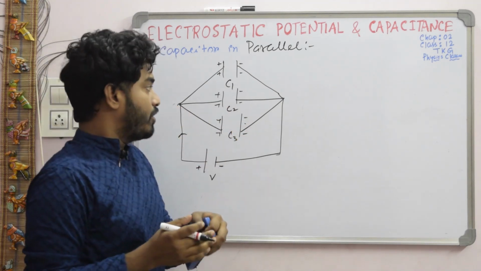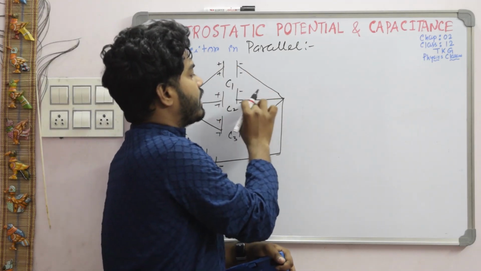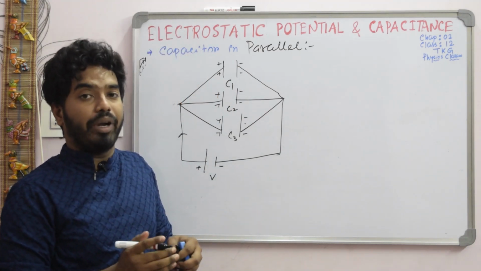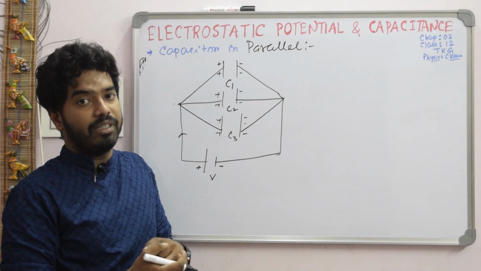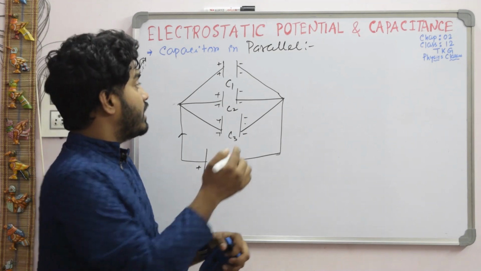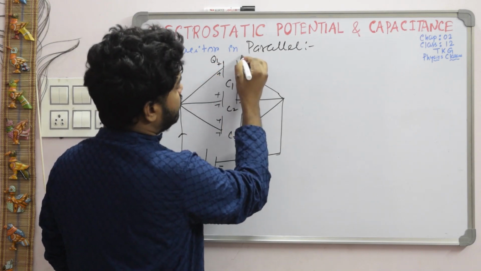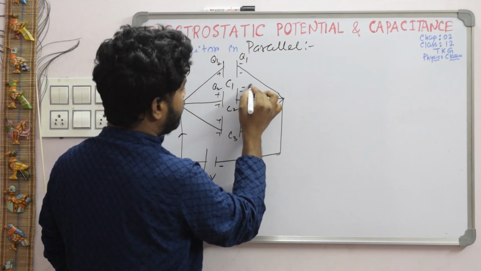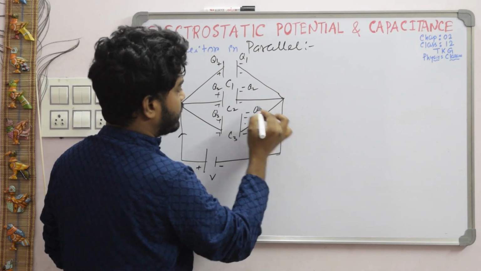So here all positive plates are connected at a common point and all negative plates are connected at a common point. So all the capacitors are meeting at a common point. So here potential V remains the same, like in series combination Q remains the same. For the first capacitor, the charge is plus Q1 on the positive plate and minus Q1 on the negative plate. For the second, plus Q2 and minus Q2. Here plus Q3 and minus Q3.